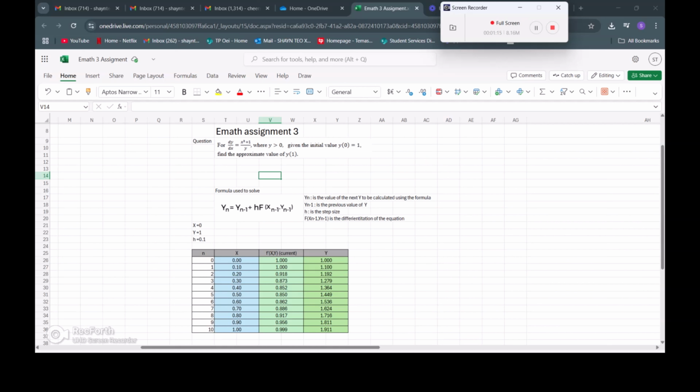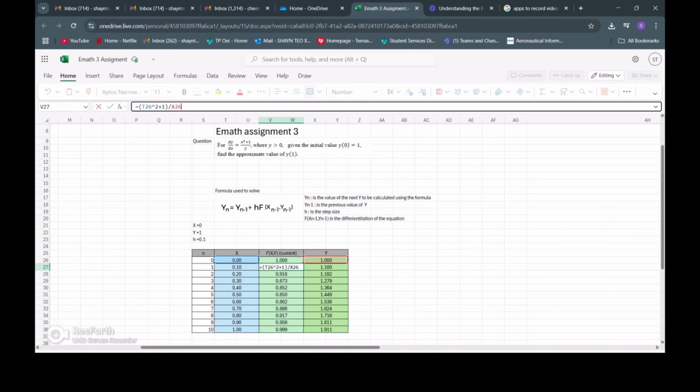Moving on to the table, the leftmost column n shows the step number, and x shows the x value at that particular step number. And the light green column in the middle shows the differentiated value of the equation by substituting in the previous x and y value shown with the blue and red boxes. This formula is used for the following rows also.